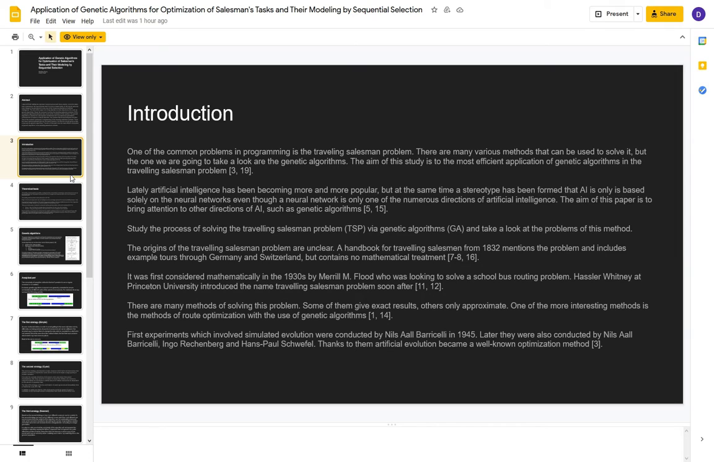There are many methods of solving this problem. Some of them give exact results, others only approximate. One of the more interesting methods is the method of route optimization with the use of genetic algorithms. First experiments, which involved simulation, or rather simulated evolution, were conducted by Nils Aall Barricelli in 1945. Later, they were also conducted by Ingo Rechenberg and Hans-Paul Schwefel. Thanks to them, artificial evolution became a well-known optimization method.